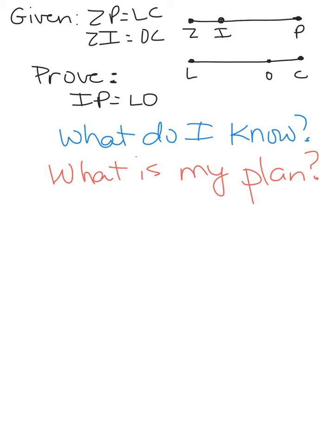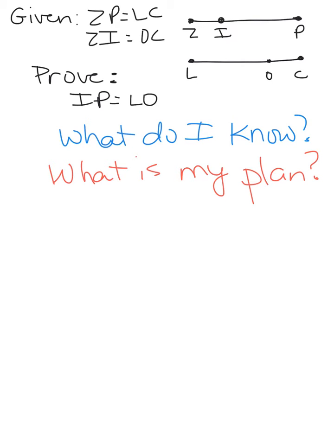Okay, we're ready for our next proof. So our next proof says ZP is equal to LC and ZI is equal to OC. And that's our given information. So this time we're talking about segments. I'm trying to prove that IP is equal to LO. So again, let's talk about what I know and what my plan is. What am I going to do?